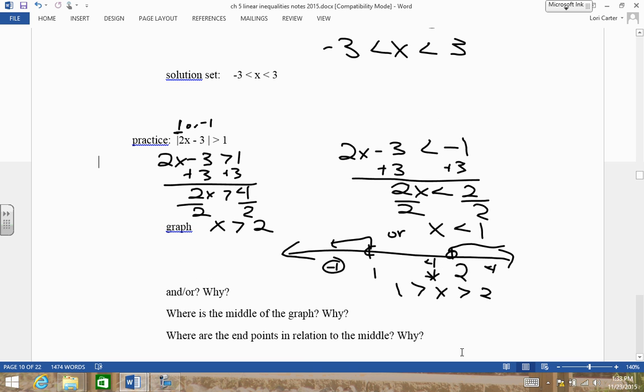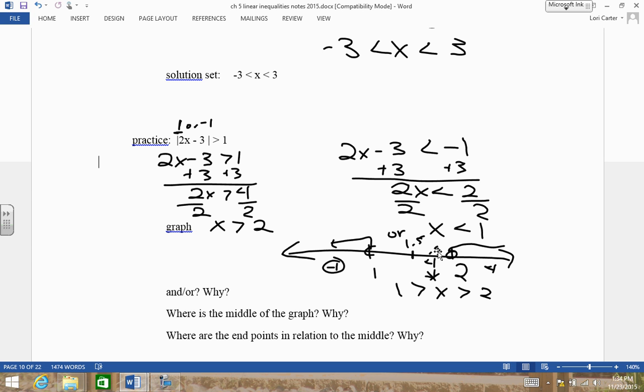Next one. Where is the middle of the graph? Where's the middle of my graph? 0? Zero's way over here. -1? No, that's not the middle. 1.5. Yes, the middle of the graph is 1.5. How far away are the dots from 1.5? 0.5, and that's your distance. That's just what you have to remember, because it's 0.5 in both directions. Absolute value finds the middle and how far away it is.